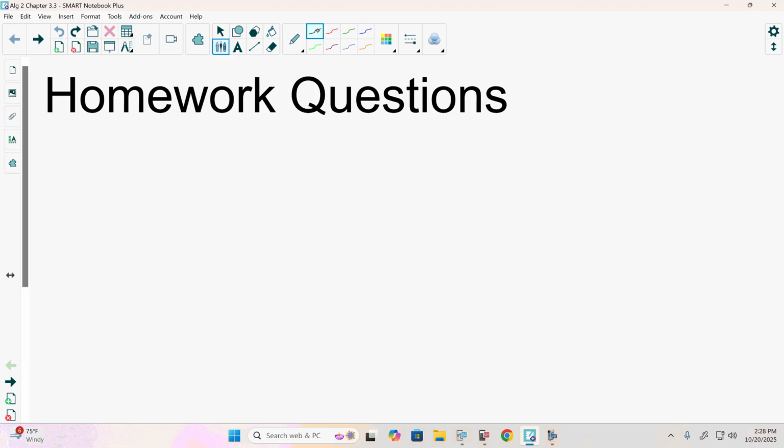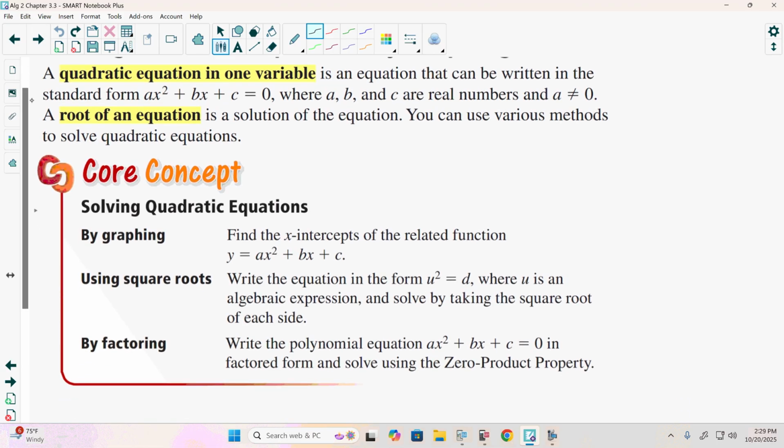Then with 3.2, we went over special quadratics, so our difference of perfect squares, a squared minus b squared is our a plus b times a minus b, and how we factored those. We also went over zero product property. Zero product property stated that if two things multiply together to equal 0, one of those two has to be 0. And what we're doing today is going over some more ways to solve quadratic equations.